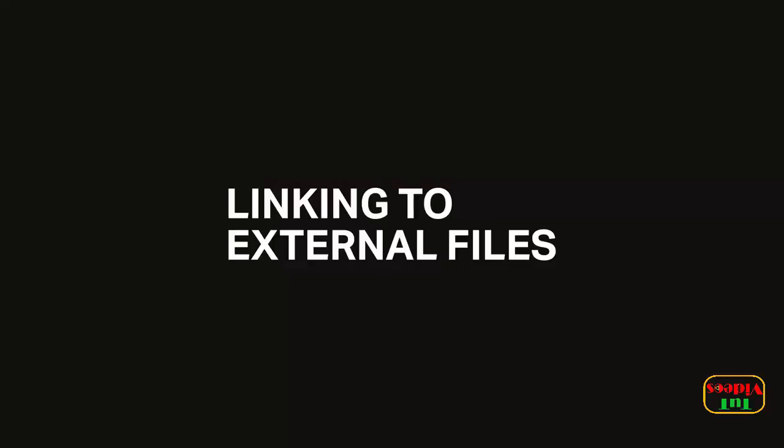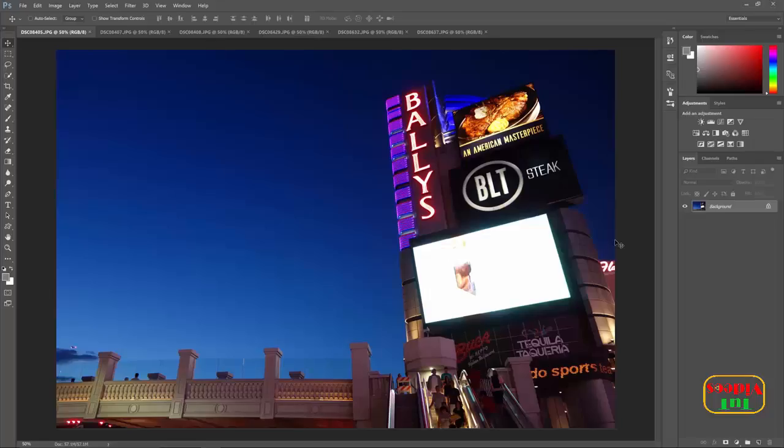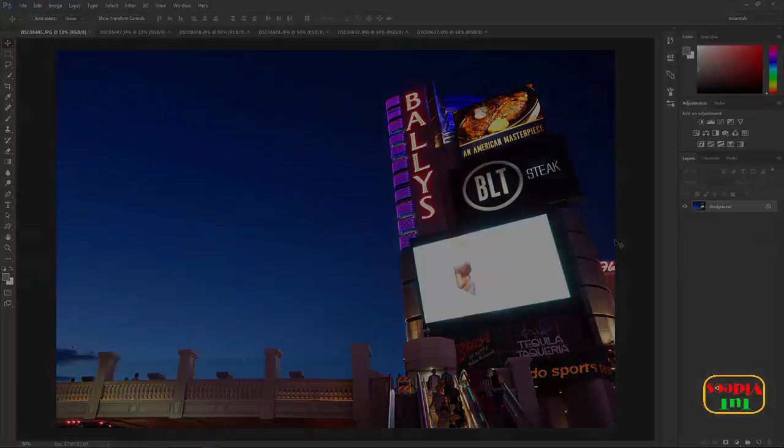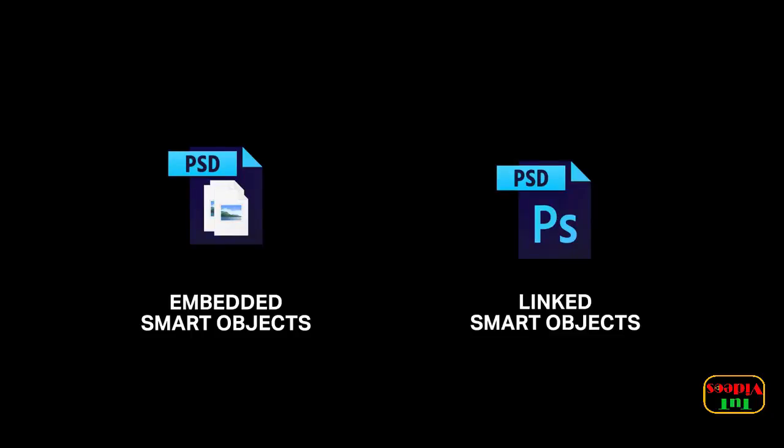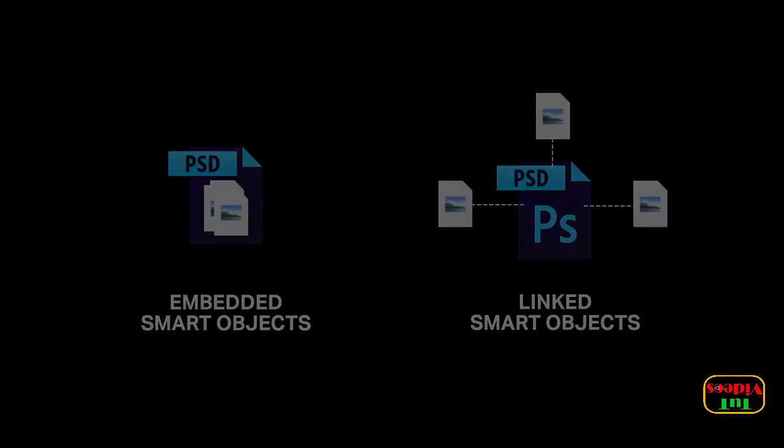Reason number 5. Linking to external files. Here's the final reason to use smart objects. There's 2 types of smart objects, an embedded smart object and a linked smart object. An embedded smart object is like a Photoshop document inside of your Photoshop document. But with a linked smart object, the file is stored outside of your Photoshop document as a separate file on your computer. Why would anyone need this?